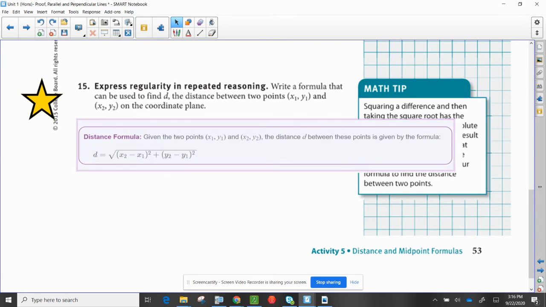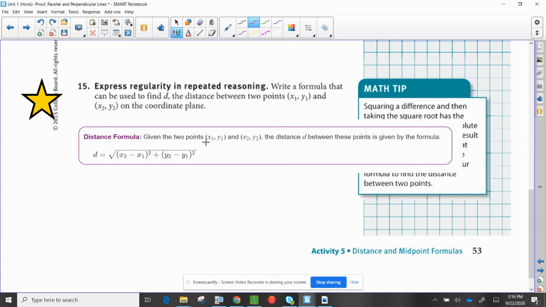We're just going to have you write it down. Given 2 points, x1, y1 and x2, y2, the distance d between those points is given by this formula: the square root of (x2 minus x1) squared plus (y2 minus y1) squared. What we're going to do is substitute in our x1s and y1s and our x2s and y2s, subtract them, square them, and find the square root.